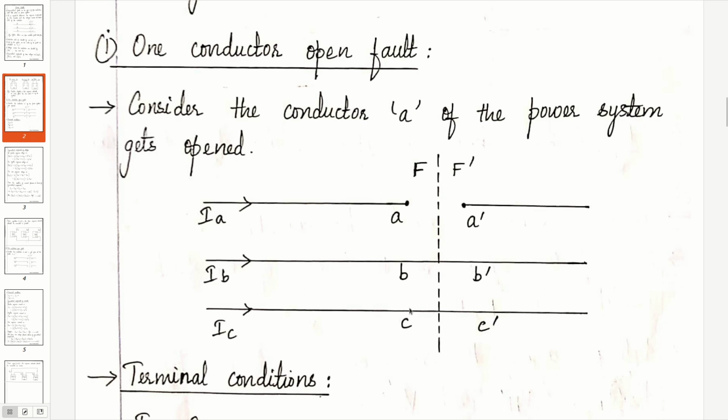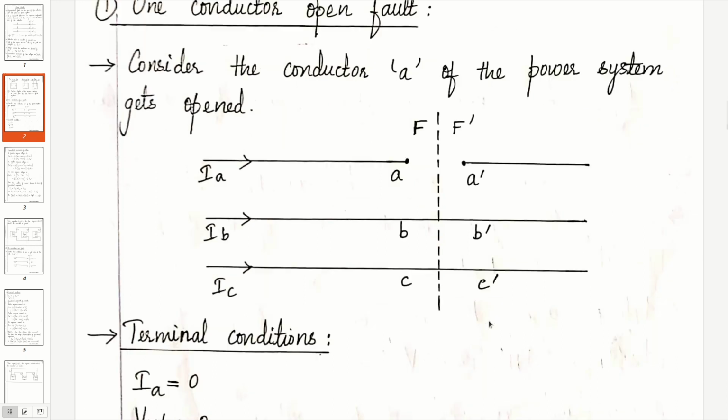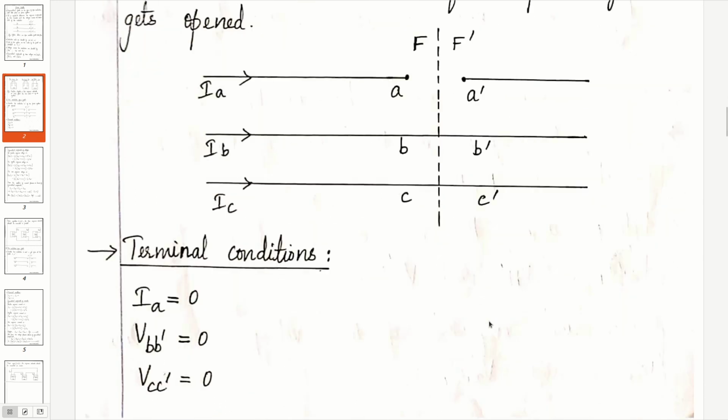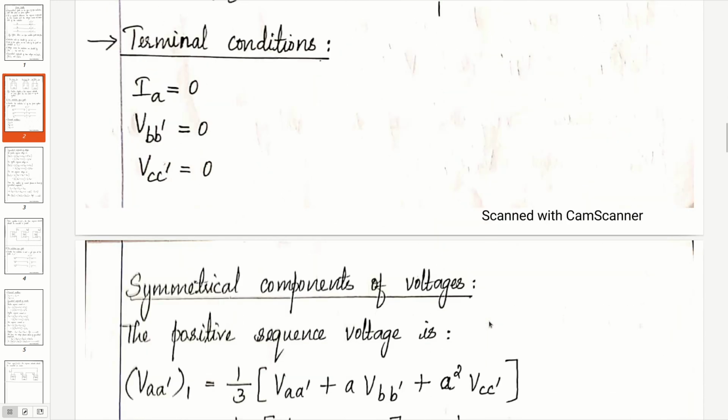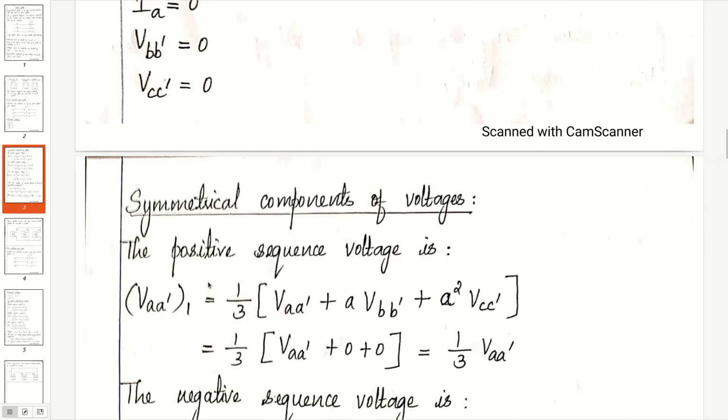In the same way, VCC dash is equal to 0, because when there is no open fault, C and C dash are at the same location and there is no potential difference between both. So we write VBB dash is equal to 0 and VCC dash is equal to 0. These are the terminal conditions of one conductor open fault.